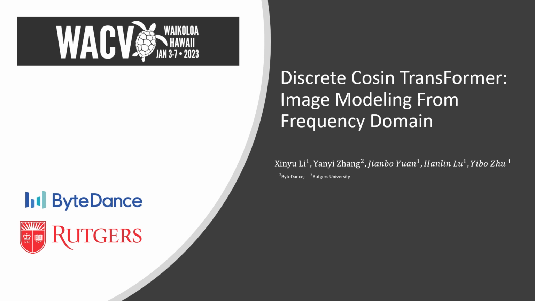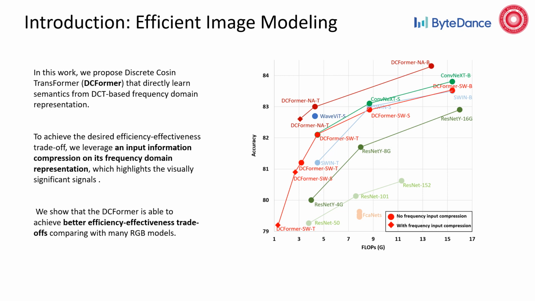Today I'm going to introduce the Discrete Cosine TransFormer for image modeling from frequency domain. In this work, we propose Discrete Cosine TransFormer that directly learns semantics from DCT-based frequency domain representation. To achieve the desired efficiency-effectiveness trade-off, we leverage an input information compression on its frequency domain representation, which highlights the visually significant signals. The DCFormer achieves better efficiency-effectiveness trade-off comparing with many RGB models, as shown here in this figure.